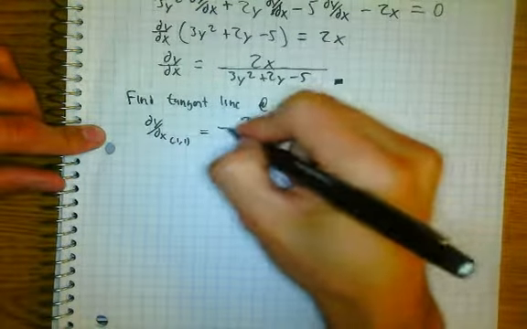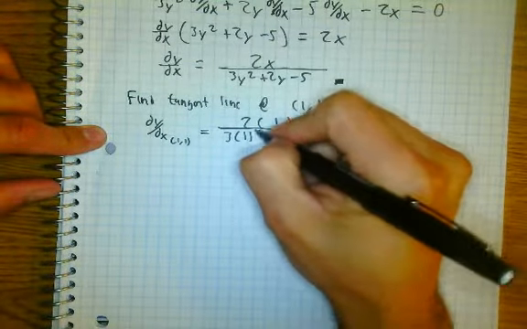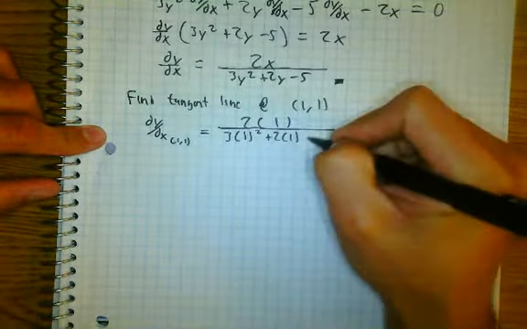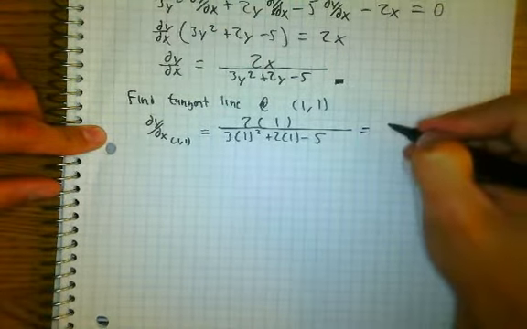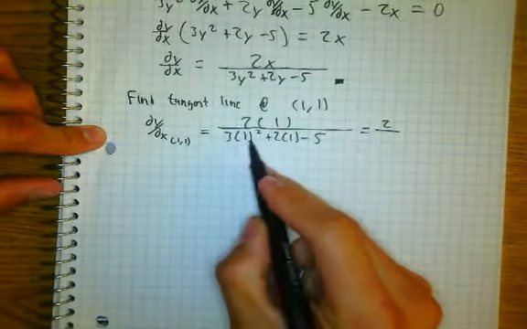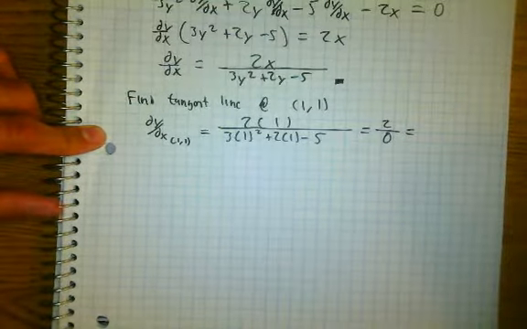Okay? Well, if I do that, it's 2 times x. What is x? 1. Over 3 times y squared, so y is 1, so 1 squared, plus 2 times 1 minus 5. Agreed? Okay, 2 times 1 is 2. That's 3 plus 2, which is 5 minus... Undefined.